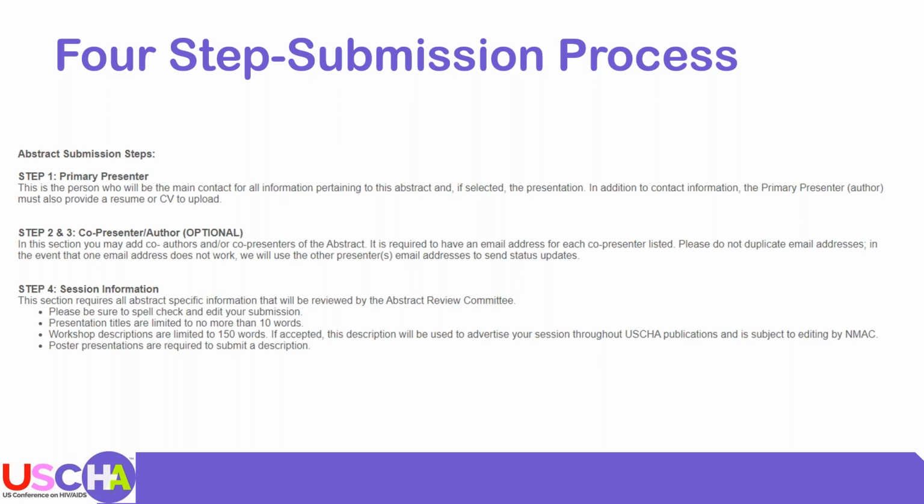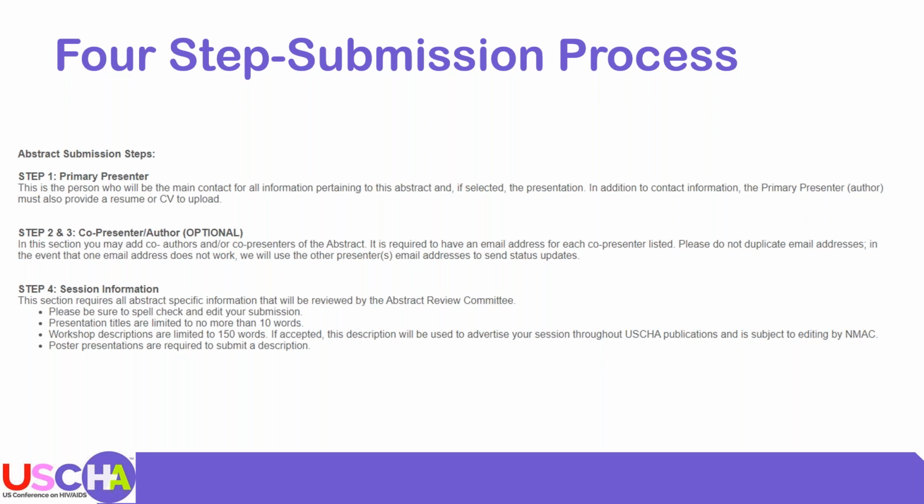For steps 2 and 3, we look for the same information, but they carry 2 different roles. Step 2 looks for co-presenter information. So these are the people who will actually present with you if your abstract is accepted. On this step, we require your co-presenters' first name, last name, organization, city, state, and email. We need an email in the event that we're not able to reach you. We will also try to reach out to your co-presenter.